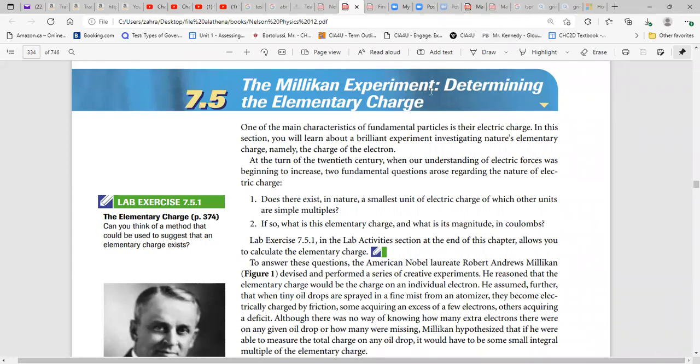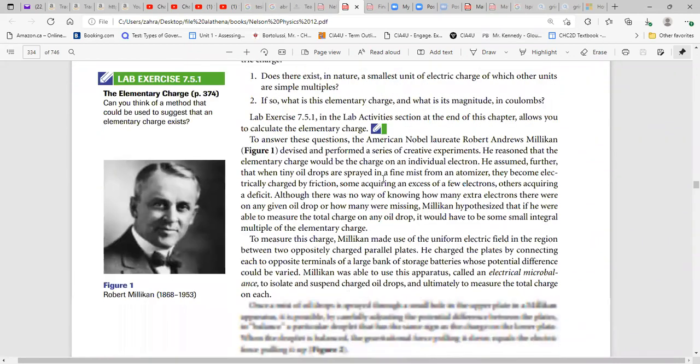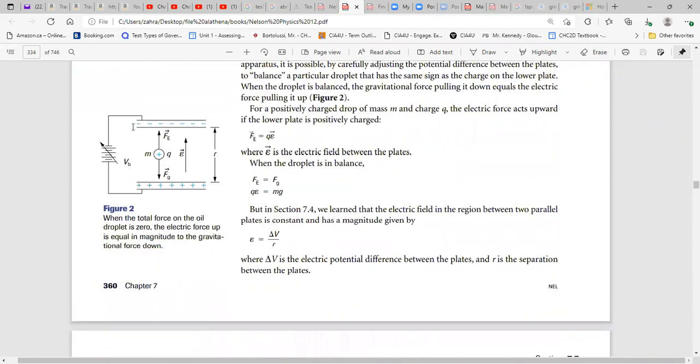10.5, the Millikan experiment determining the elementary charge. In this experiment, we have two parallel plates, one negative, one positive, connected to the battery. The battery will provide a potential difference between these two plates, delta V. And the separation between the two plates is R.